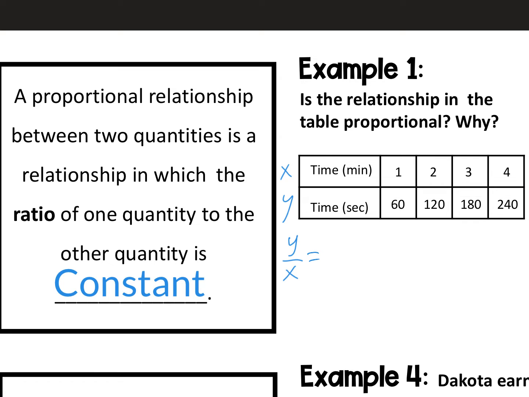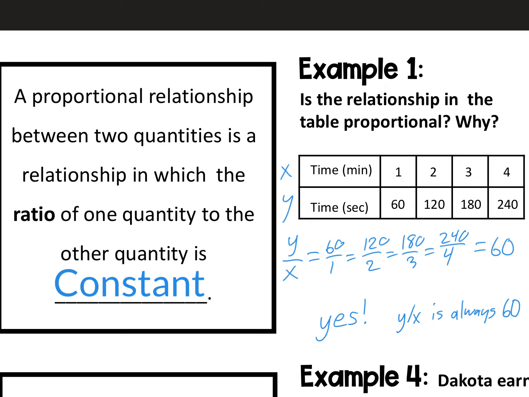So, if we look at the first point, we see the y value is 60 and the x is 1. For the second point, it's 120 over 2. The next ratio is 180 over 3, and the last ratio is 240 over 4. When you divide each of these, so 60 over 1, 120 over 2, and so on, you get 60. That means that this relationship is proportional because the ratio of y over x is constant.